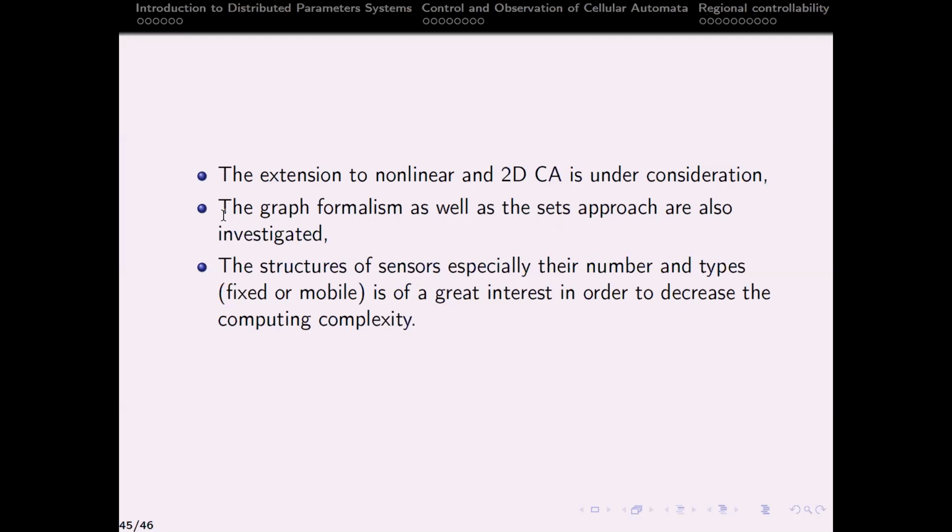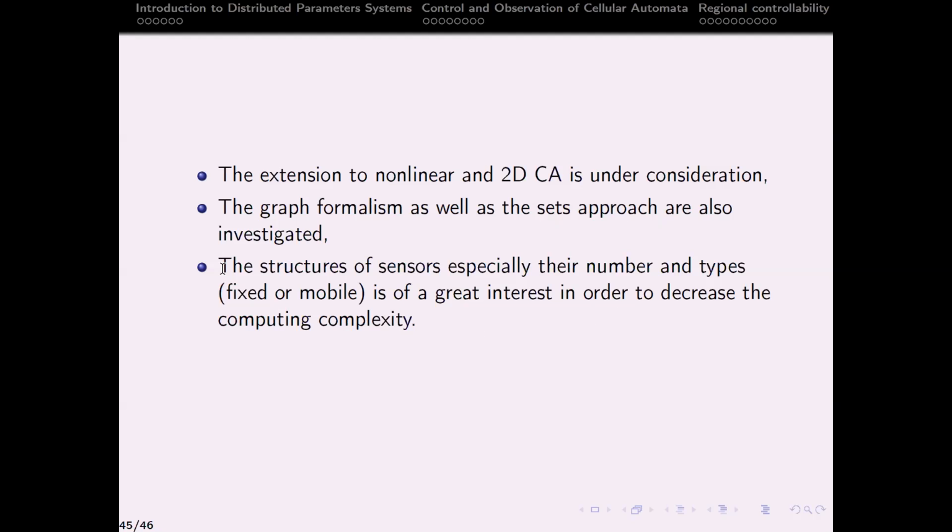Also, we are studying the graph formalism as well as the sets approach. We can prove observability starting from the initial configuration; we consider the intersection until we reach the final state, what we are observing, and we can reconstruct by using these set approaches.